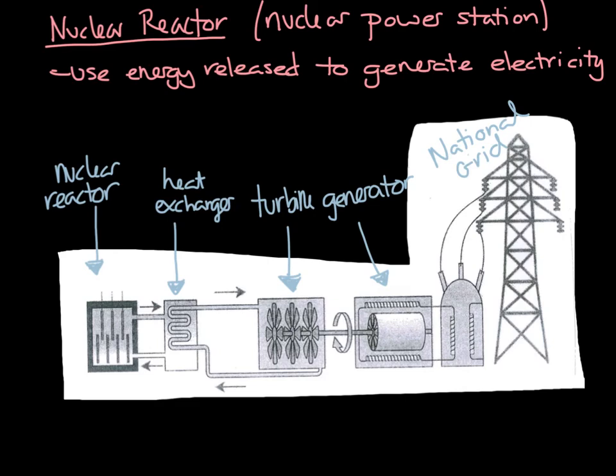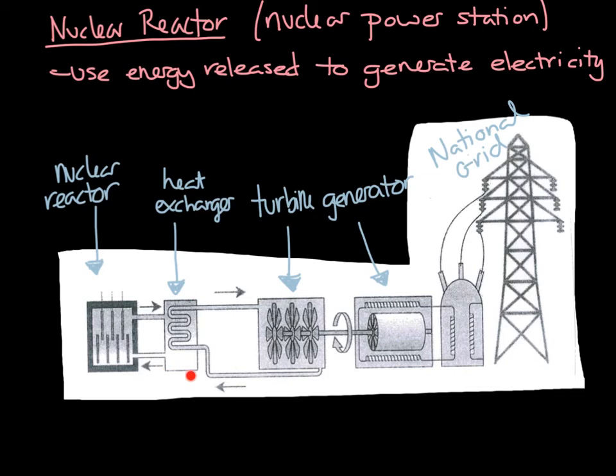So in a nuclear reactor, in a nuclear power station, we don't want the chain reaction to carry on and lead to an explosion. That would be a bad thing, because we want to use the energy released to generate electricity instead. So in a nuclear power station, we've got all these different sections, and we're going to talk about what different parts do and how they control the chain reaction. So here we've got the nuclear reactor. This is where the uranium and the fission takes place.